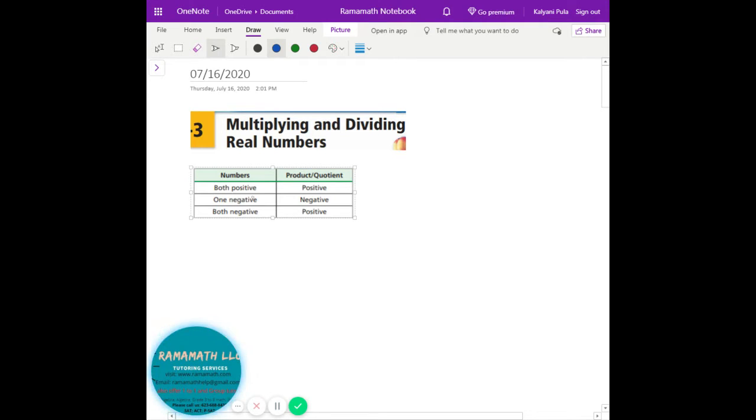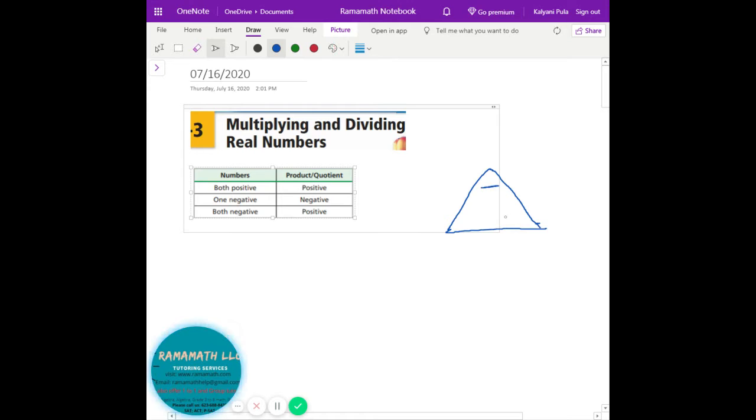So basically, if both numbers are positive, then you're going to get a positive, whether it's multiply or divide. If one of them is negative, then you're going to get a negative. If both of them are negative, you still get a positive. You know that, right? Or you can simply remember by this triangle.